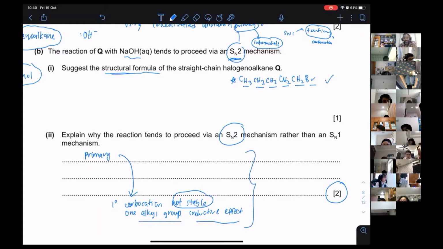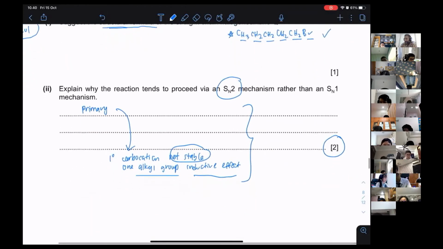Okay, a primary carbocation is not stable, and there is only one alkyl group that will give you the inductive effect. Therefore, they prefer to go through the intermediate rather than forming the carbocation.